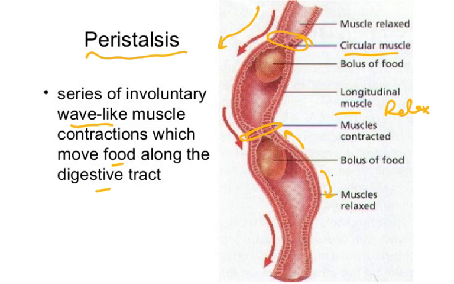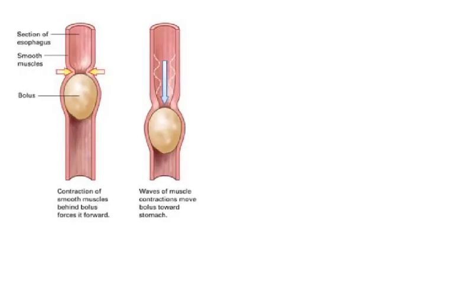So peristalsis is a wave-like muscle contraction. We've got two types of muscles, circular muscles and longitudinal muscles, which contract and relax. Then we see another diagram, the same here, a section of the esophagus, smooth muscles. Contraction of smooth muscles behind the bolus forces it forward. Waves of muscle contraction move the bolus towards the stomach.